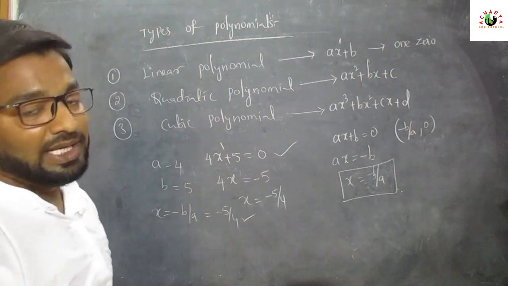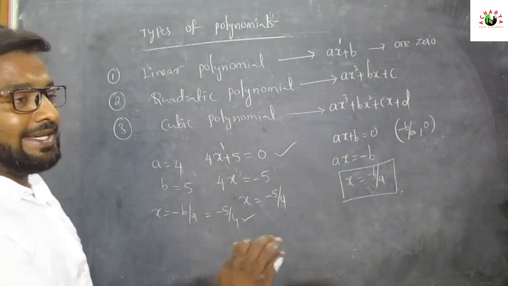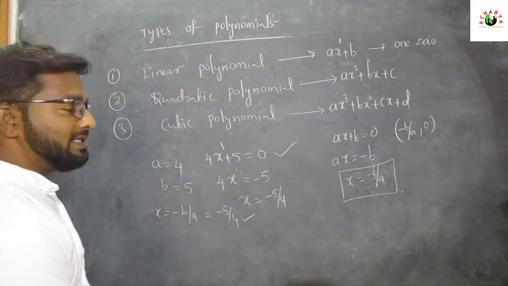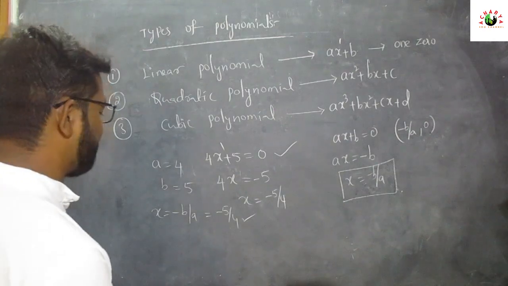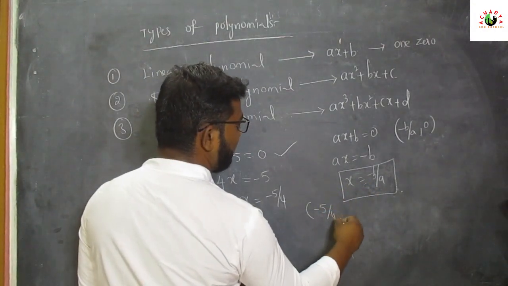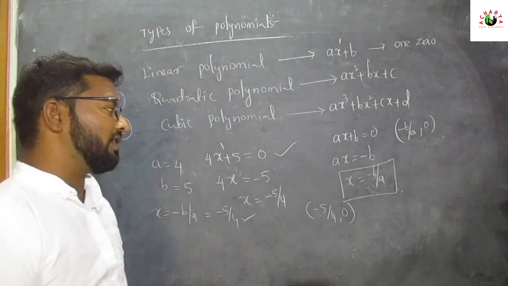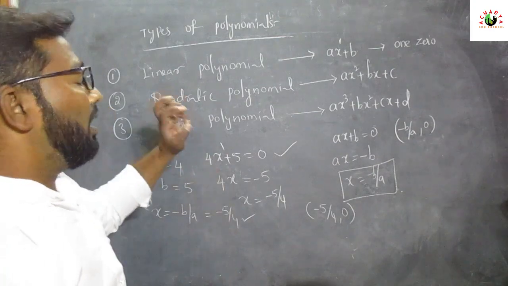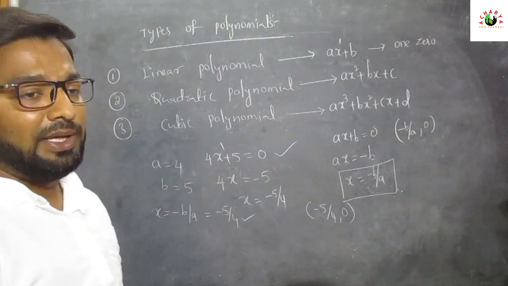x is equal to minus b by a. So the graph touches the x-axis. What is the point where it touches the x-axis? That is minus b by a comma 0, that is minus 5 by 4 comma 0. Clear? Now, coming to quadratic polynomial.